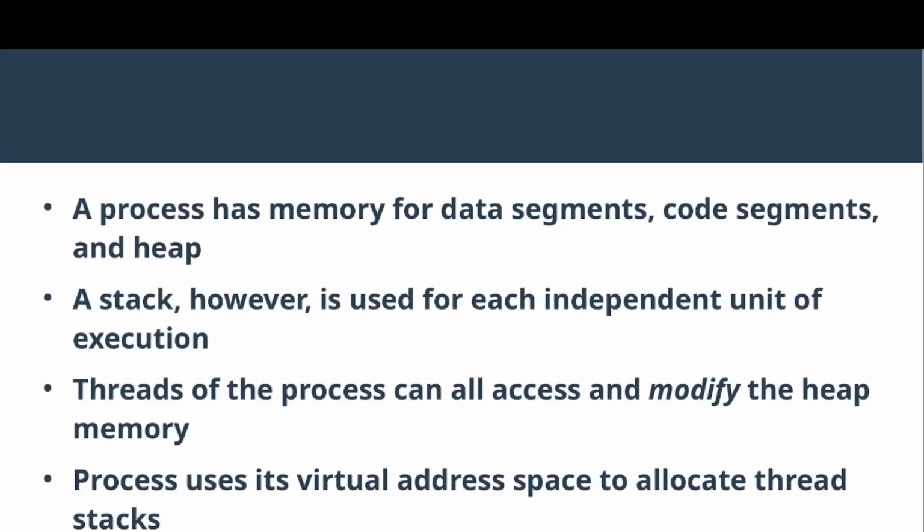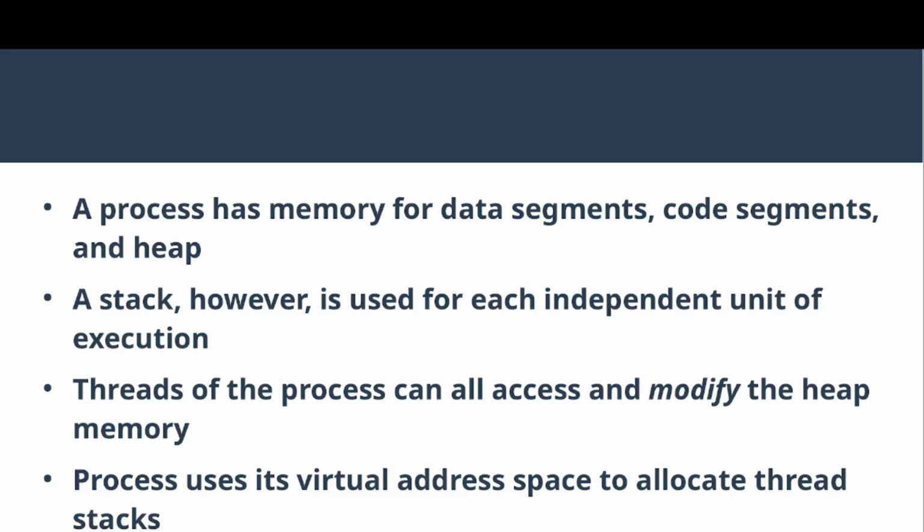Now, what is that memory that the process has? Well, a process is memory for data segments, code segments, and the heap. A stack, however, is used for each independent unit of execution. And as we learned, we defined a thread as an independent unit of execution flow. So this follows that each thread in that process has its very own stack.